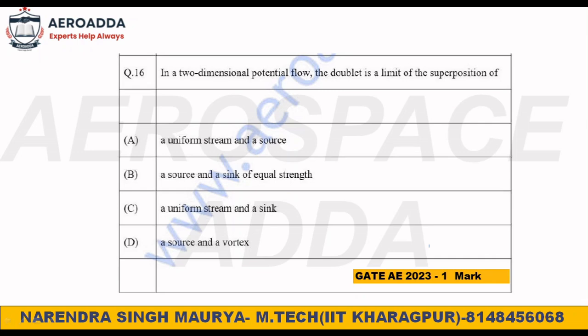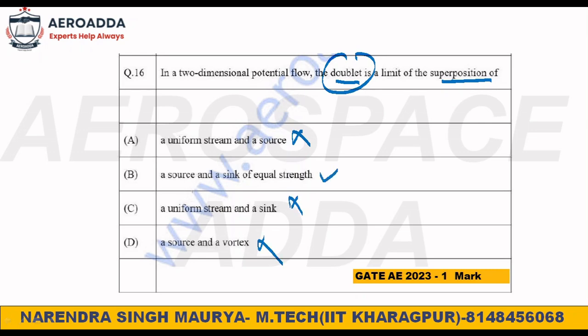See, this one you can answer directly. In a two-dimensional potential flow, a doublet is the limit of superposition of what? Uniform stream and source? They are asking the doublet is the superposition of what? See, source and sink of equal strength. Uniform stream and sink? Okay. Uniform will not be there for a doublet. Source and vortex will not be there.